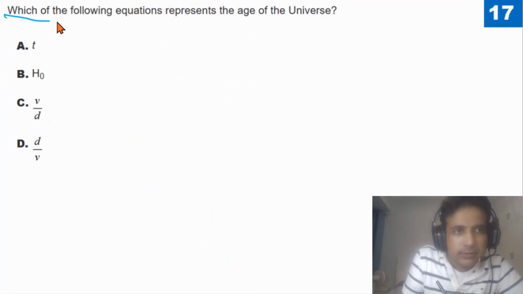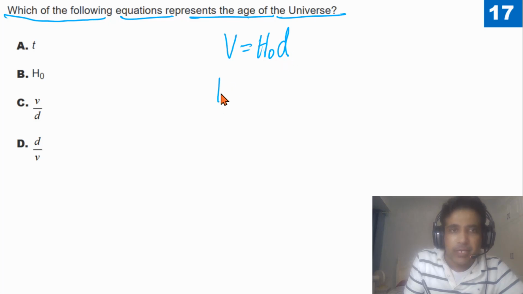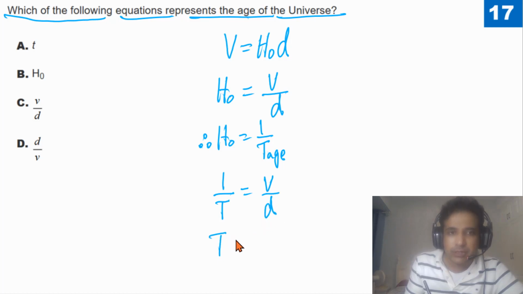Question number 17 says, which of the following equations represents the age of the universe? Age of the universe. So simply we need to understand Hubble's law. According to Hubble's law, V is equal to H naught D. And H naught is equal to V over D. But we need to understand that Hubble's constant is equal to 1 over T, and T is the age of the universe. So simply we can write 1 over T is equal to V over D, or simply we can say T is equal to D over V.